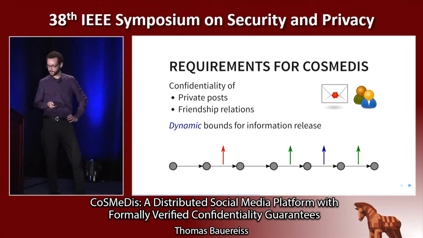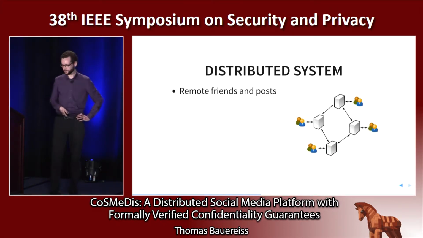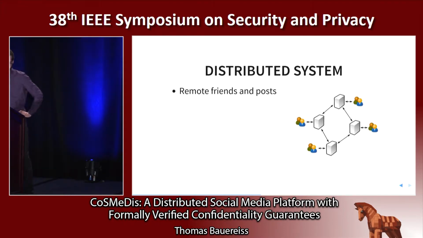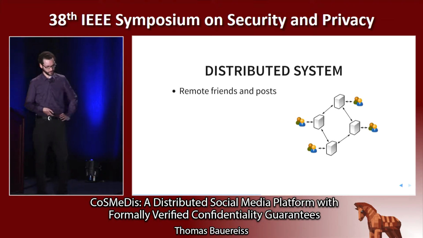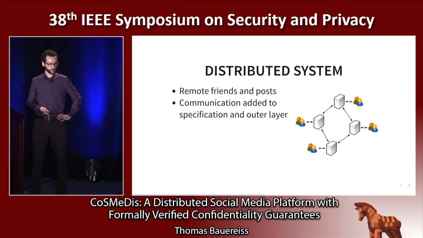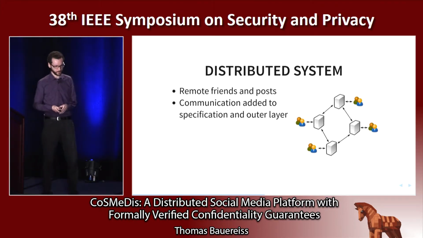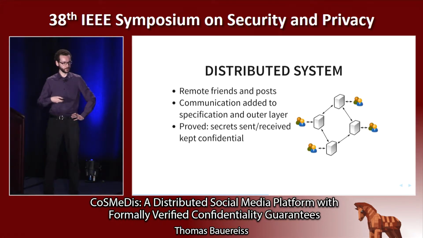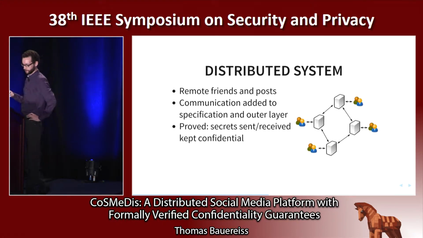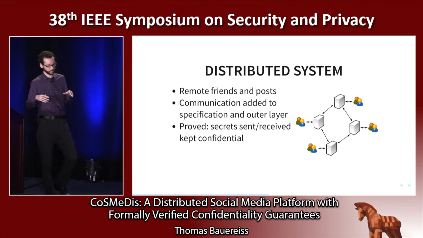The focus of the current paper is on how to verify these properties in a distributed setting. So as I said, we have extended the system so that it can be deployed on multiple servers that can communicate with each other. So we have added corresponding communication actions both to the system specification as well as to the wrappers in the outer layer. And for the verification, we have verified that the secret is still kept confidential in the presence of inter-server communication. So basically for each secret, a server can act in two roles, either sending a secret or receiving a secret. And we have verified that the confidentiality of both secrets generated locally as well as secrets received from other servers is preserved.